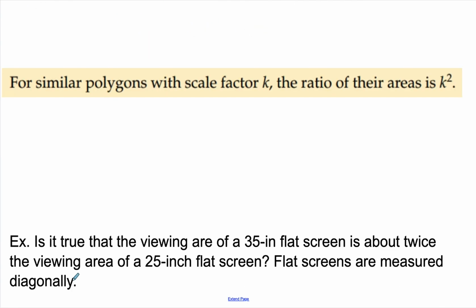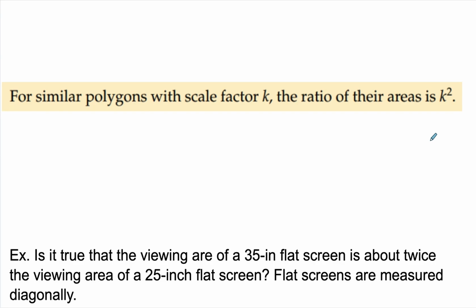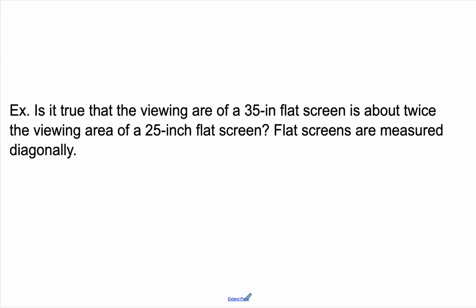Okay, so one example. Did I have an example? I think I skipped. Down here. Okay, so for a similar polygon with a scale factor k, if the factor is k, which is the ratio, then the ratio of their areas is k squared. So we're gonna look at the example here. Is it true that the viewing area of a 35-inch flat screen is about twice the viewing area of a 25-inch square flat screen?